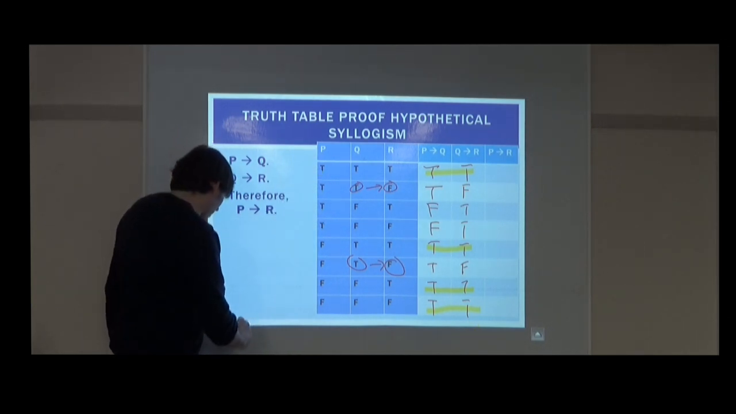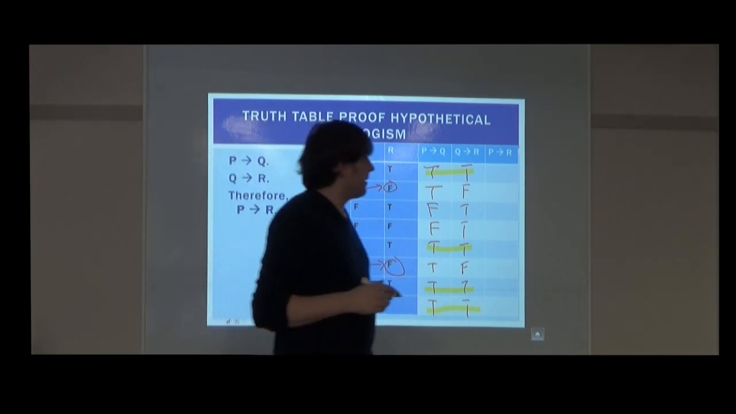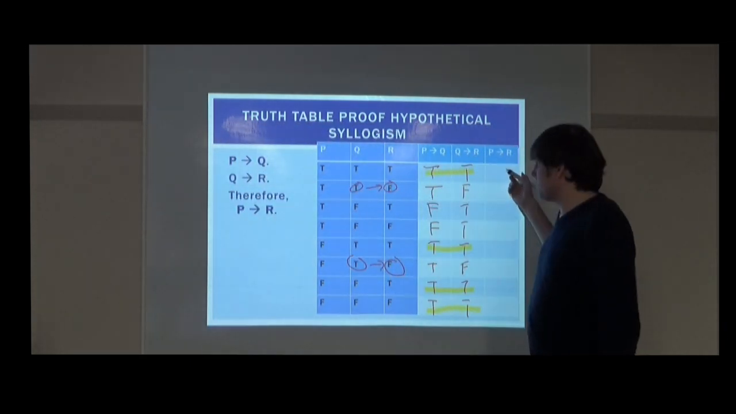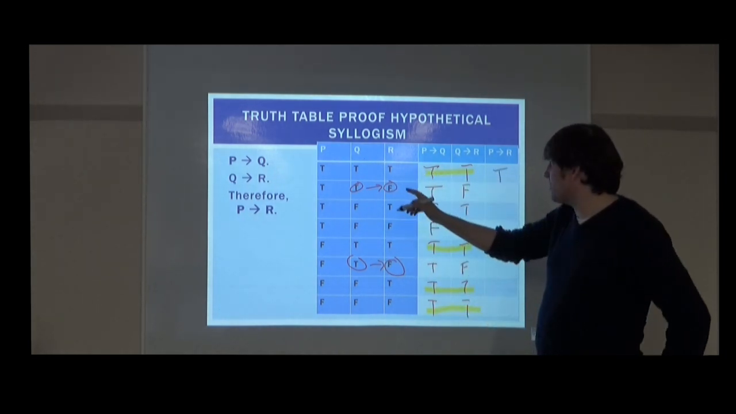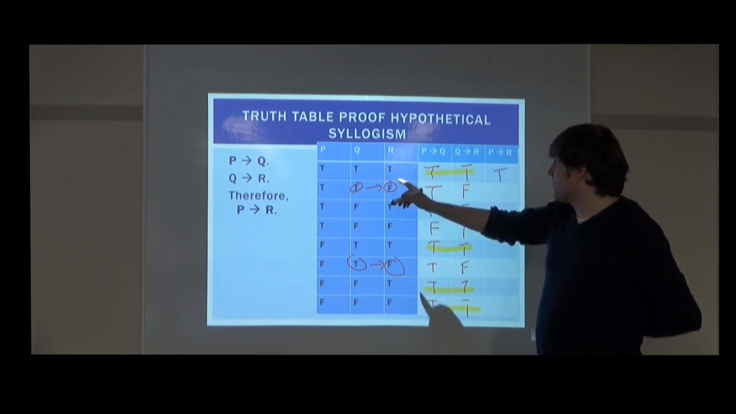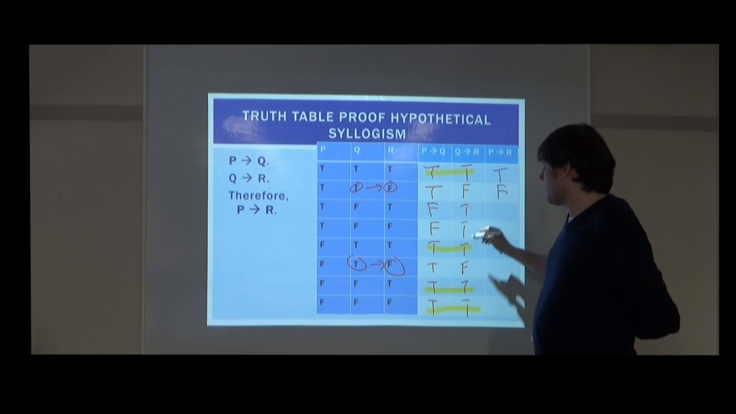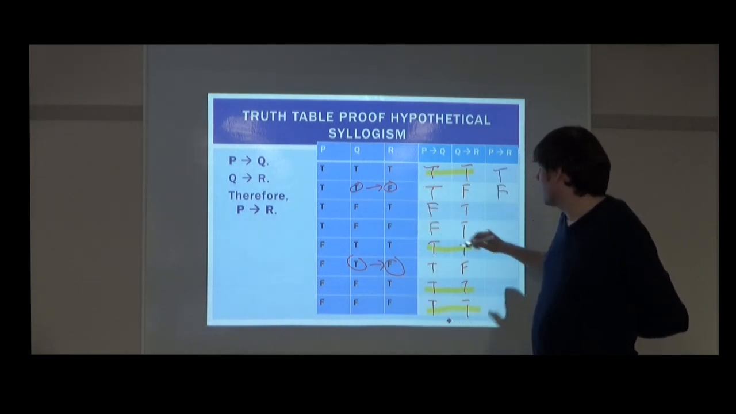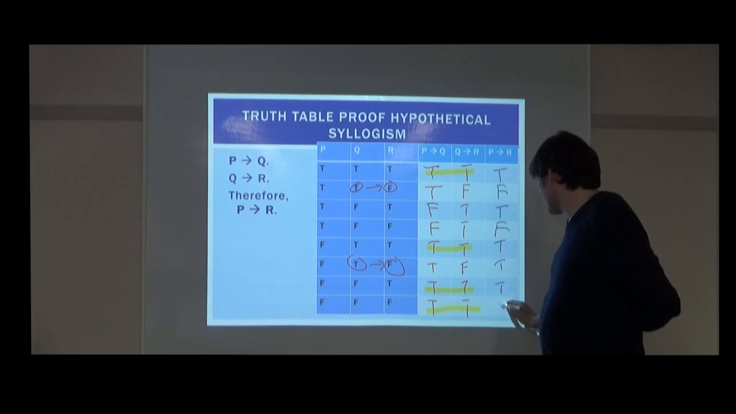Let's add in our conclusion. Let's do it in a different color. Okay, so P implies R is going to be true whenever P is true and R is true. P implies R is going to be false when P is true and R is false. So P is true, R is true, it's going to be fine. So we're going to have this little pattern here. Then the last 4 are going to all be true, because whenever P is false, it's true.